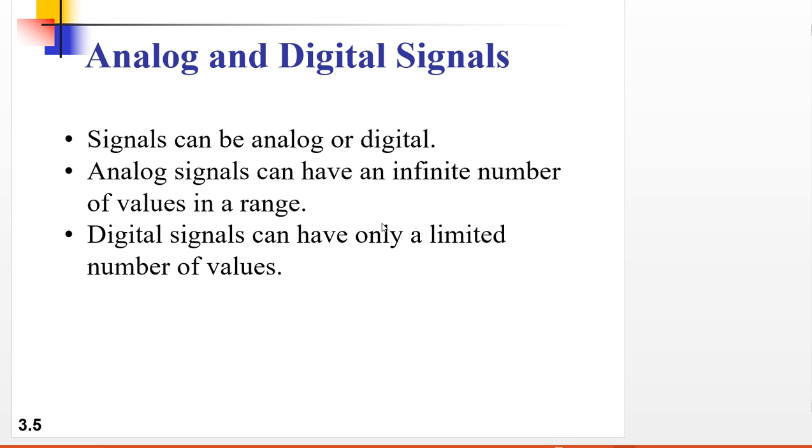That might be an analog signal or a digital signal, but there are two forms of signal. One is analog and another one is digital. Okay, so signals can be analog or digital, the first point you can see. The second point says that an analog signal can have an infinite number of values in a range. I will show you how that works. Values in a range means you can represent an analog signal with a sine wave.